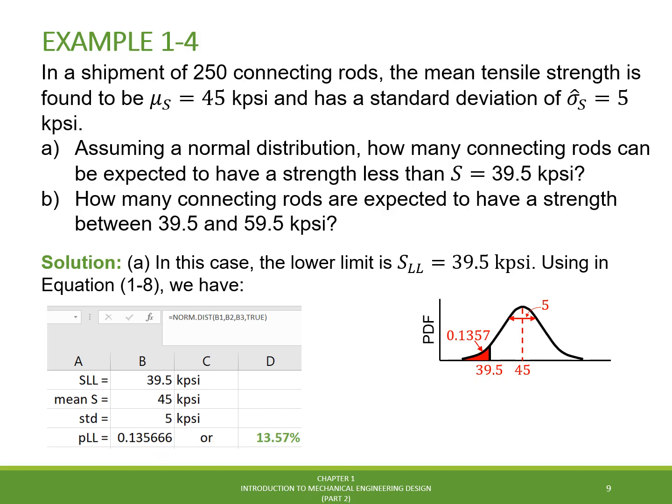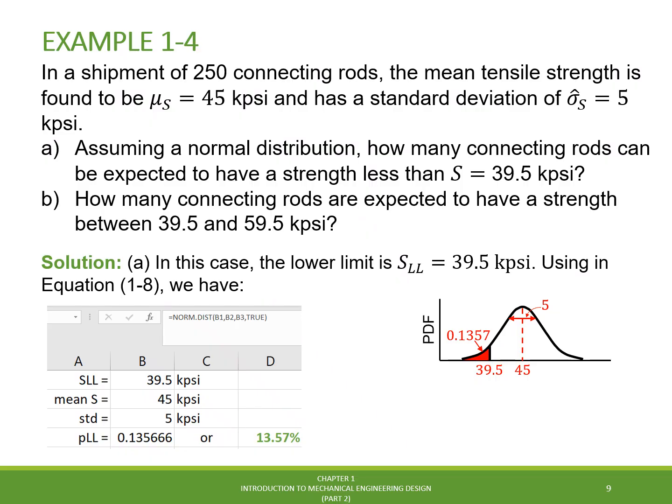So I did everything directly in Excel. I made sure that I would put each one of the parameters of the NORM.DIST function in one of the cells in column B. So you can see here that the lower limit value 39.5 is in cell B1. For cell B2, I have the mean value. For cell B3, I have the standard deviation. And in cell B4, I did the calculation of the probability I'm looking for.